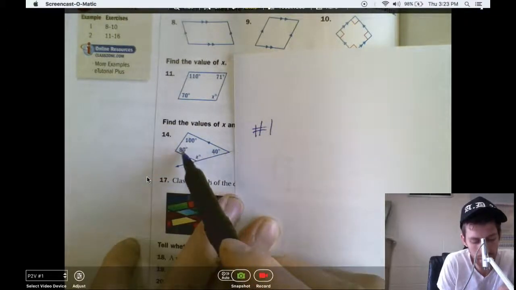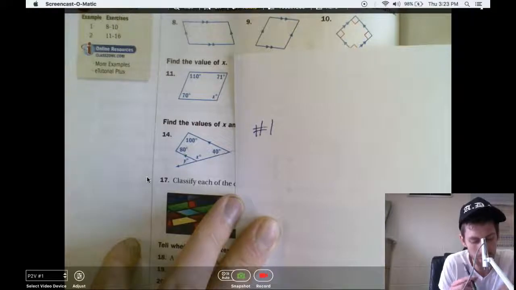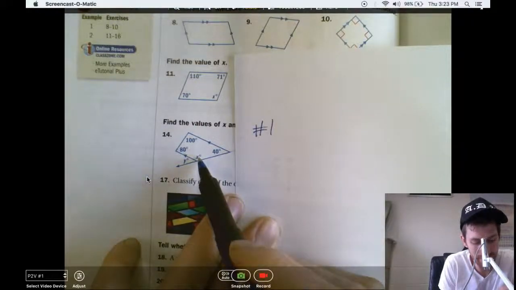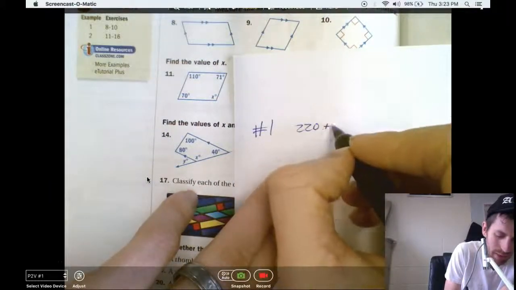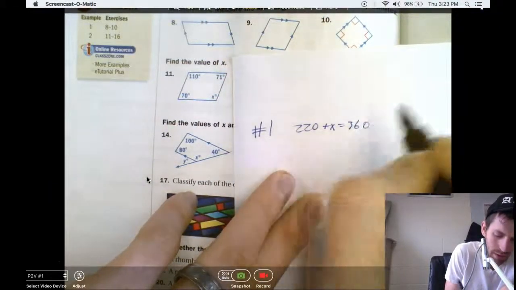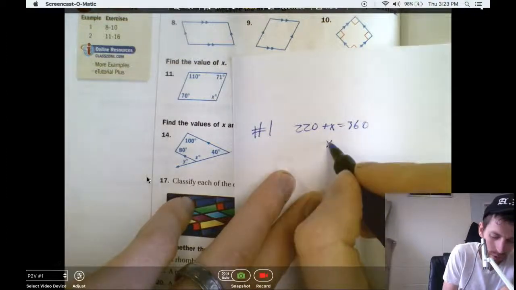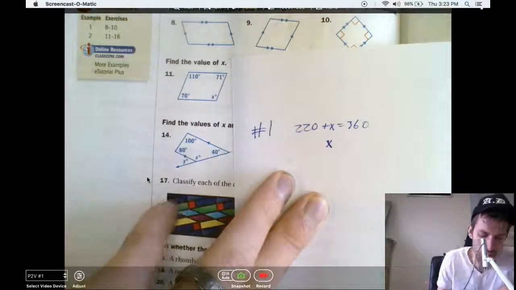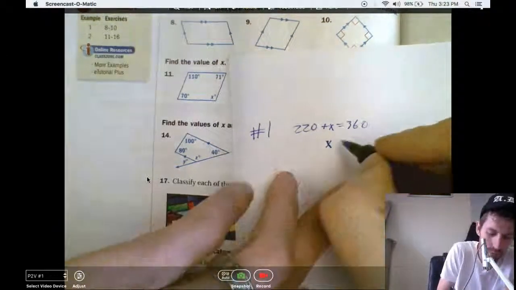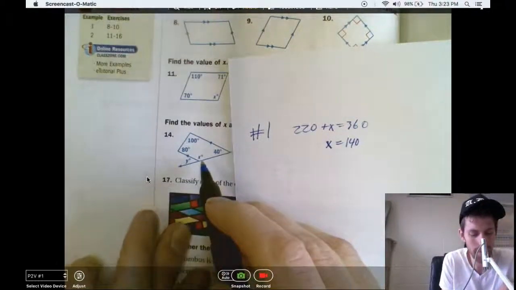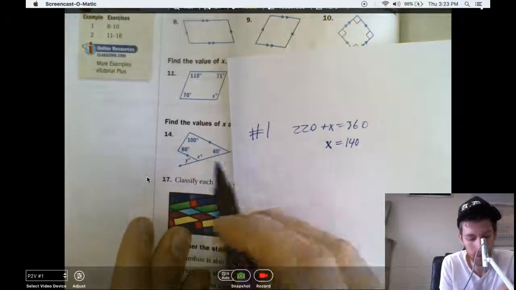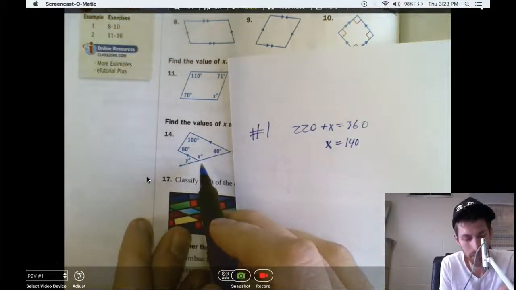So 100 plus 80 plus 40 is 220, and then plus something gets you to 360. 220 plus x equals 360. So what's 360 minus 220? 80 and 60, so 140, right? x equals 140. This is still route number one. We just found x is 140.